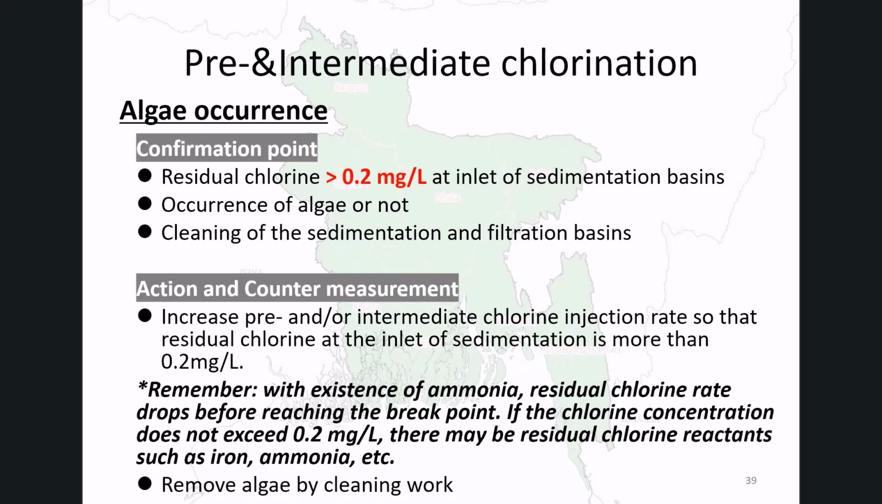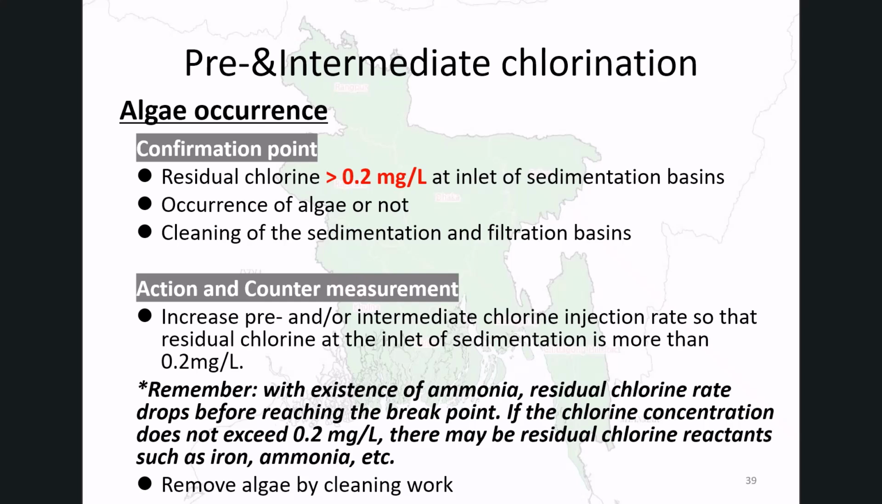Here, confirmation points and actions are provided based on the obtained data. Residual chlorine at the inlet of the sedimentation basin should be more than 0.2 milligrams per liter. This level is necessary to suppress algae growth before it affects sedimentation and filtration. Operators should confirm whether algae is present or not. If algae is found, necessary action and countermeasure should be taken. If the cleaning of the sedimentation and filtration basins is neglected, it should be cleaned, though it goes without mentioning.